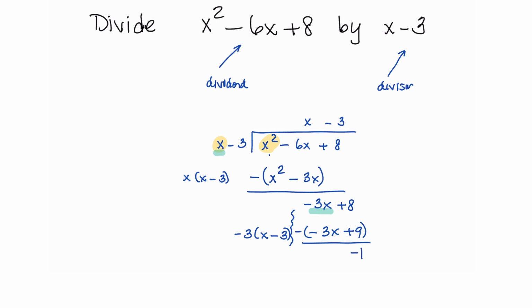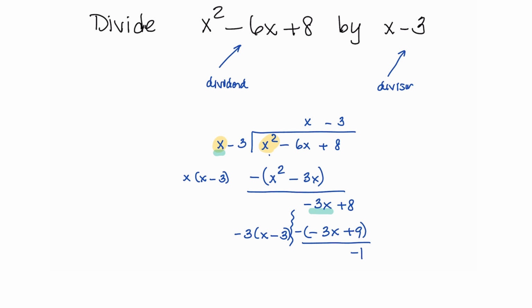So the key thing to remember is that remainders with polynomial division can be negative. The thing that we're looking for is that the remainder has a degree less than the divisor. The divisor has degree 1, which means the remainder should be a constant or degree 0. So that remainder is perfectly acceptable for this problem.